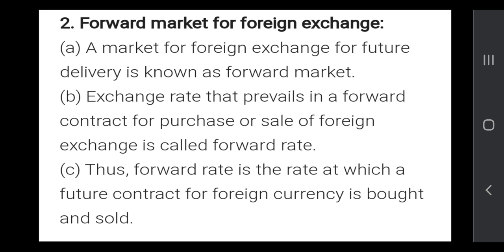Then forward market for exchange. Forward, as the name suggests, means the delivery, or the process, takes place in future. The exchange rate that prevails in a forward contract for purchase or sale of foreign exchange is called forward rate. Means an MOU is signed today, but the delivery of currency will take place in future. So this is called forward market for foreign exchange. Thus, forward rate is the rate at which a future contract for foreign currency is bought and sold. Means the contract is done, but the delivery and purchasing or selling will take place in future.